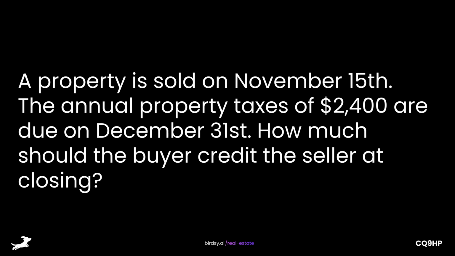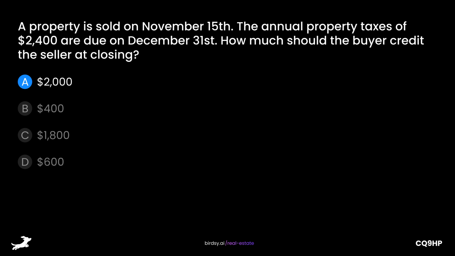A property is sold on November 15th. The annual property taxes of $2,400 are due on December 31st. How much should the buyer credit the seller at closing? Is it A, $2,000, B, $400, C, $1,800, or D, $600? The answer is A, $2,000.